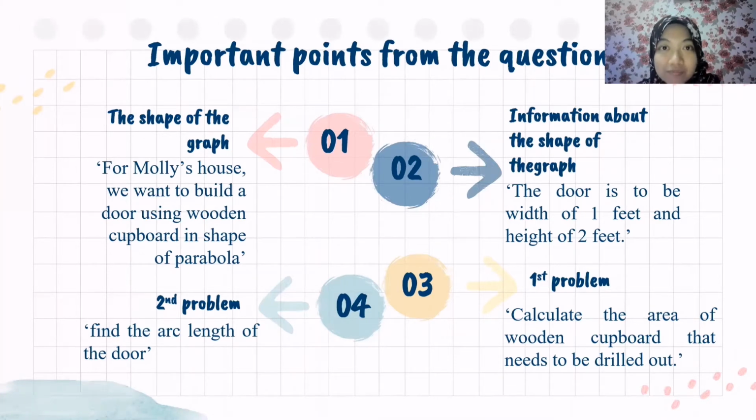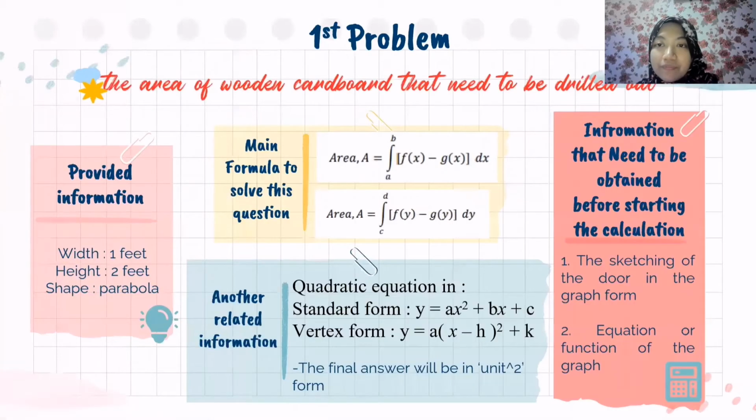For the first problem, we need to calculate the area of wooden cupboard that needs to be drilled out. And the second problem, we need to find the arc length of the door. For the first problem, these are the things that we need to obtain before starting the calculation. Based on the question, firstly is sketching the door in graph form.